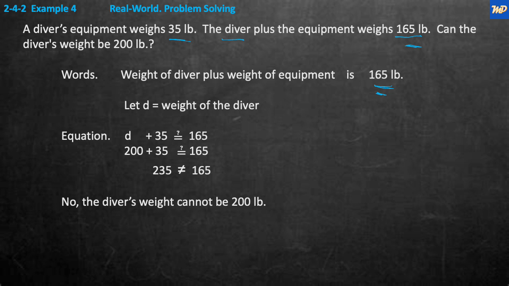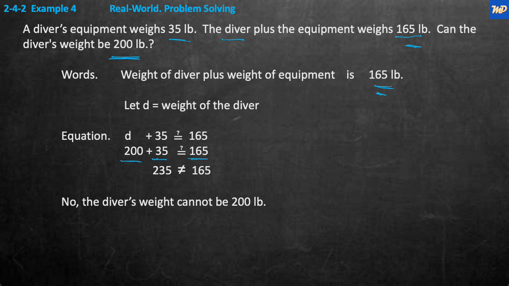So now we know that's a fact, okay? But what we don't know is the D, right? That's why there's a question mark here, because with the D the way it is, we don't know if it's equal. So now the question is, can the weight of the diver be 200 pounds? There's what they want you to substitute. Okay, so for D we're going to substitute the 200. Can 200 plus 35 be equal to 165 pounds?